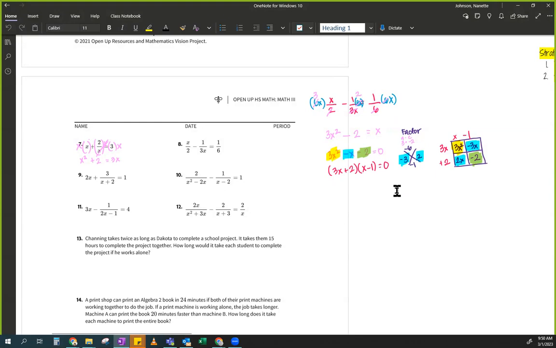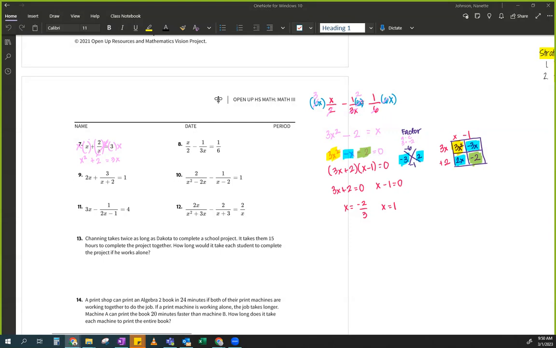So 3x plus 2 equals 0 and x minus 1 equals 0. So therefore, x equals negative 2/3 and x equals 1. So the last thing that I would definitely do is check to make sure that all of them are legit answers.